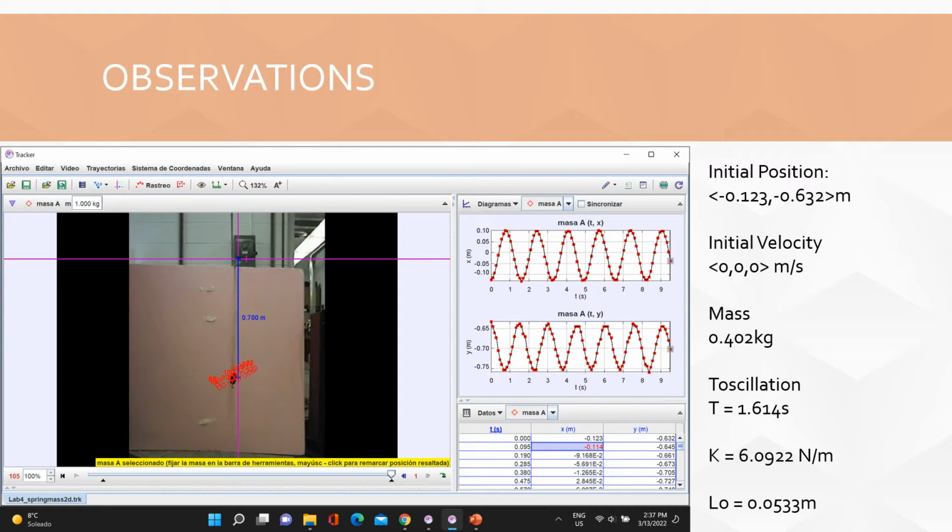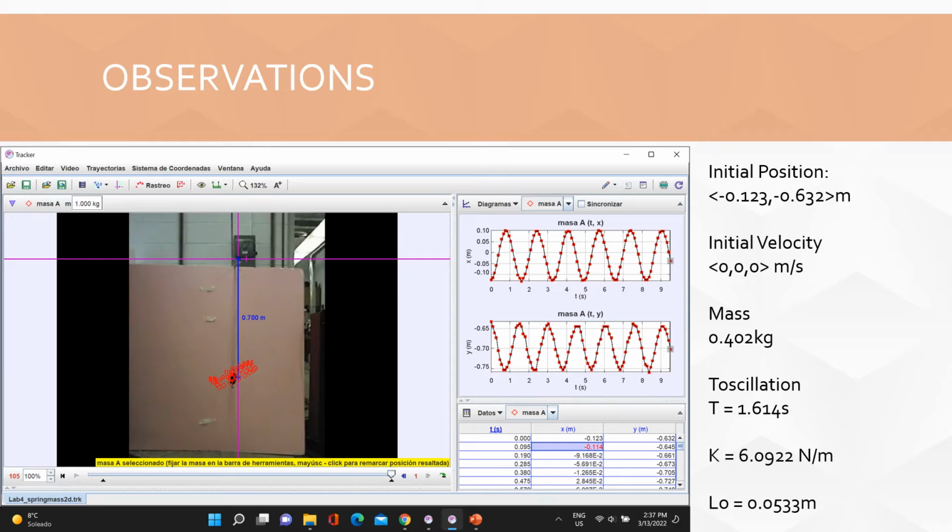Now, going through the observations, here we can see the values obtained through Tracker, which were the initial position and the initial velocity, which we can conclude is 0 because the object was at rest. We also have the mass of the object, which is equal to 0.402 kilograms. The oscillation period, calculated by taking the time of 3 oscillations divided by 3, was equal to 1.614 seconds. And we have the spring constant, which was equal to 6.09 newtons per meter, and the relaxed length of 0.0533 meters.